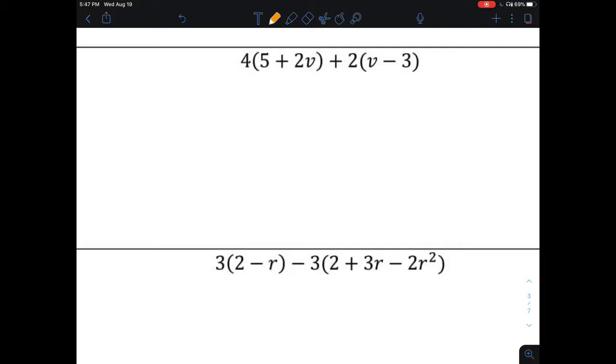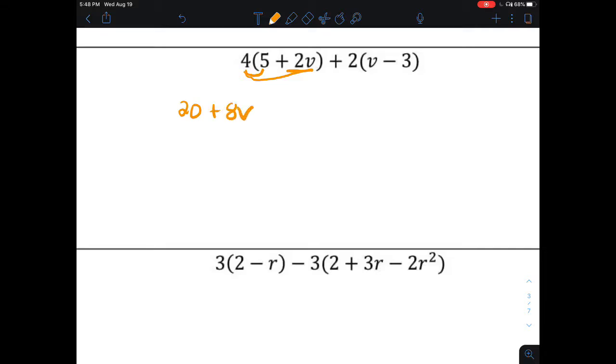So I'm going to take that 4 and multiply it to the 5. So 4 times 5 gives me 20. And then I'm going to multiply the 4 to the 2v. Well, 4 times 2v, so you multiply the 4 and the 2 together, it's going to give me 8v.